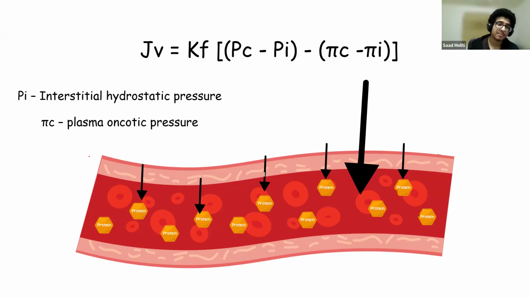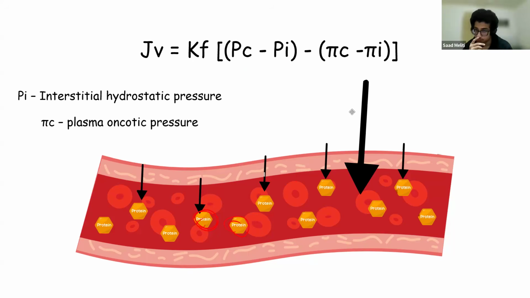We also have the plasma oncotic pressure. Plasma oncotic pressure is basically just the proteins in the blood. A huge contributor, or protein that's important for this, is albumin.